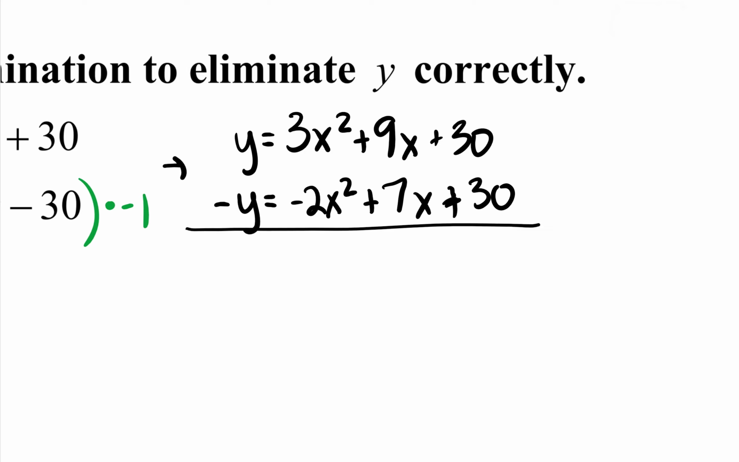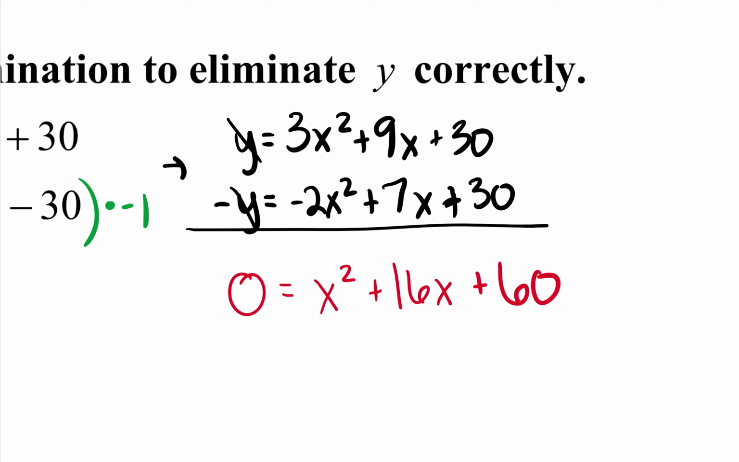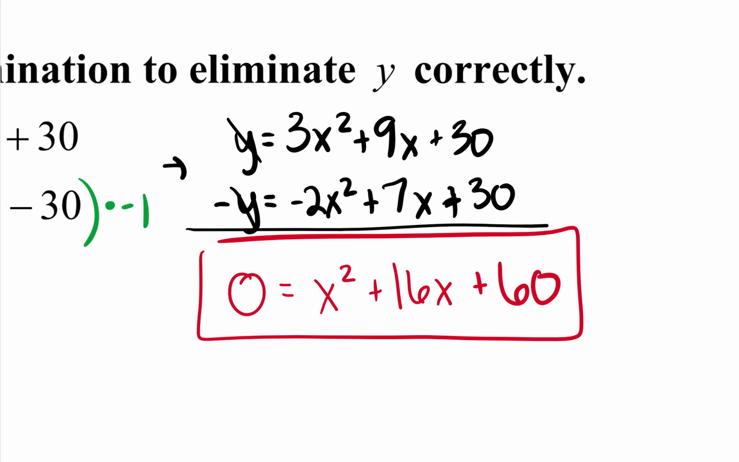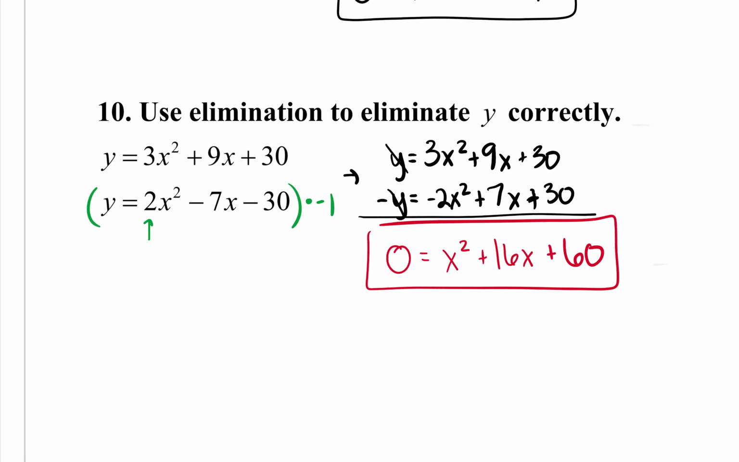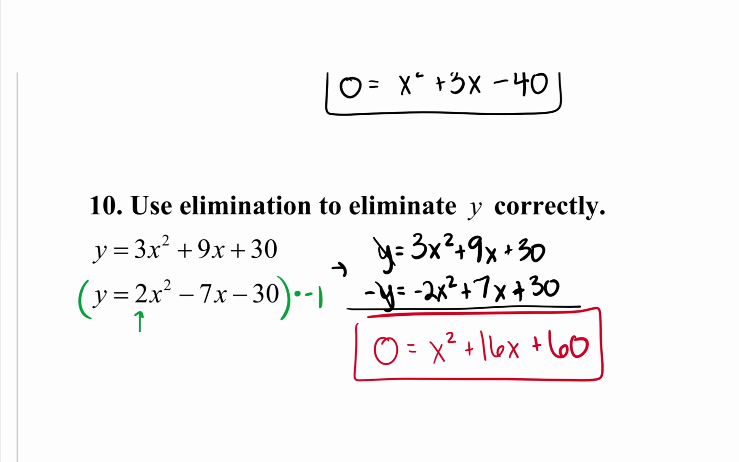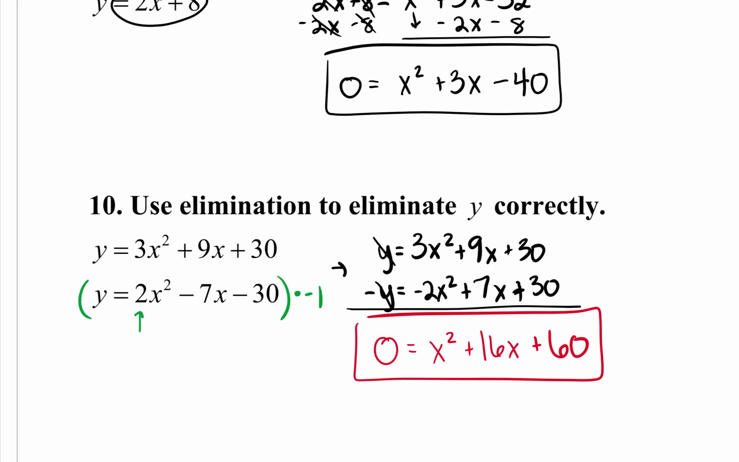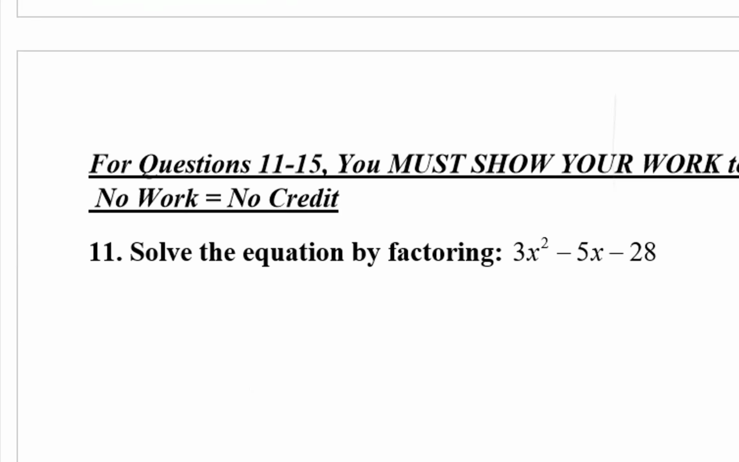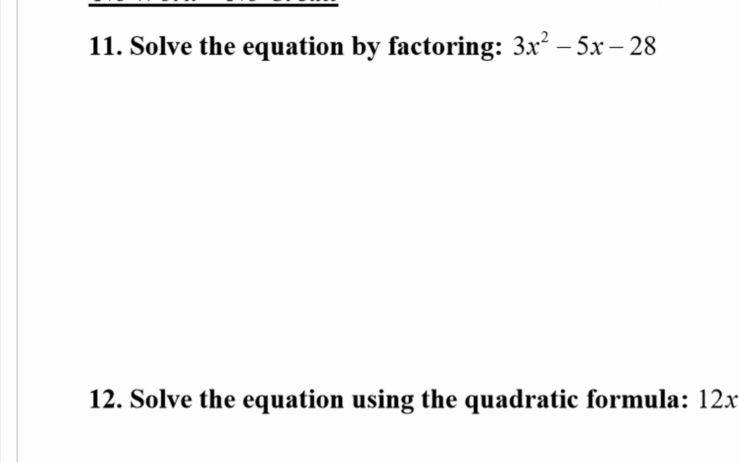Now I simply add all these, and my y's should eliminate. Y minus y is 0. 3 minus 2 is 1x squared. 9 plus 7 is 16x. And 30 plus 30 is 60. And that is my answer. I eliminated y, and that's all I needed to do. Now again, this might come in handy later, so these two questions I would definitely make sure you do correctly. Alright, only 5 more. Because remember, my tests are only 15.